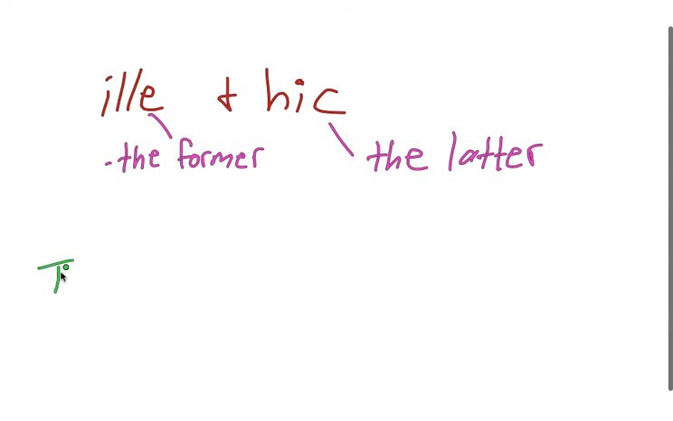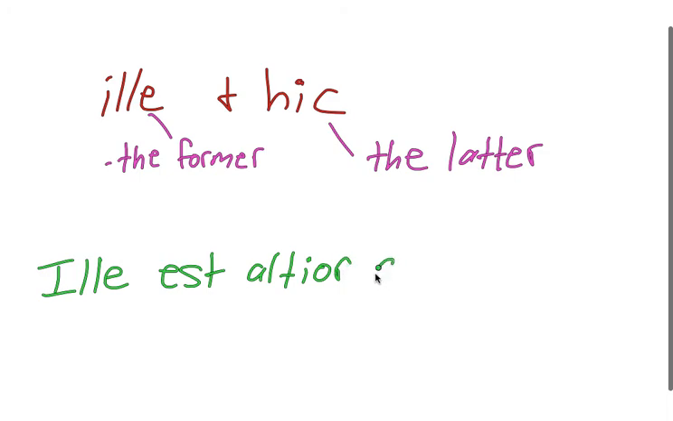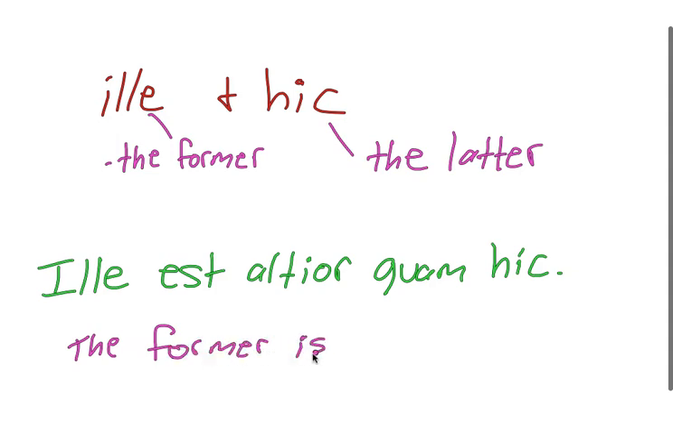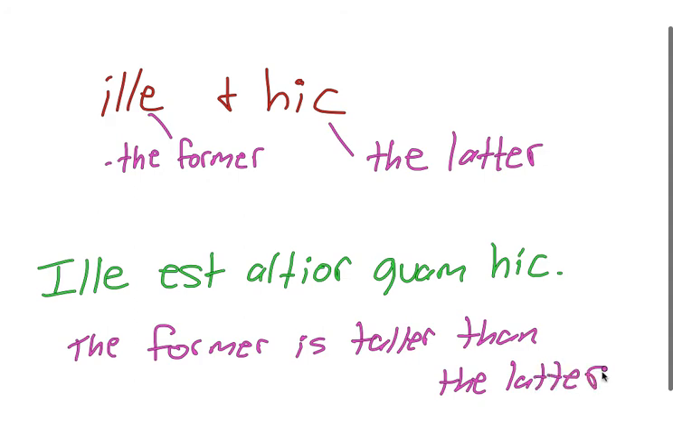So ille est altior quam hic. So we would say the former is taller than the latter. Right, the former being the first person, the latter being the second or later person.